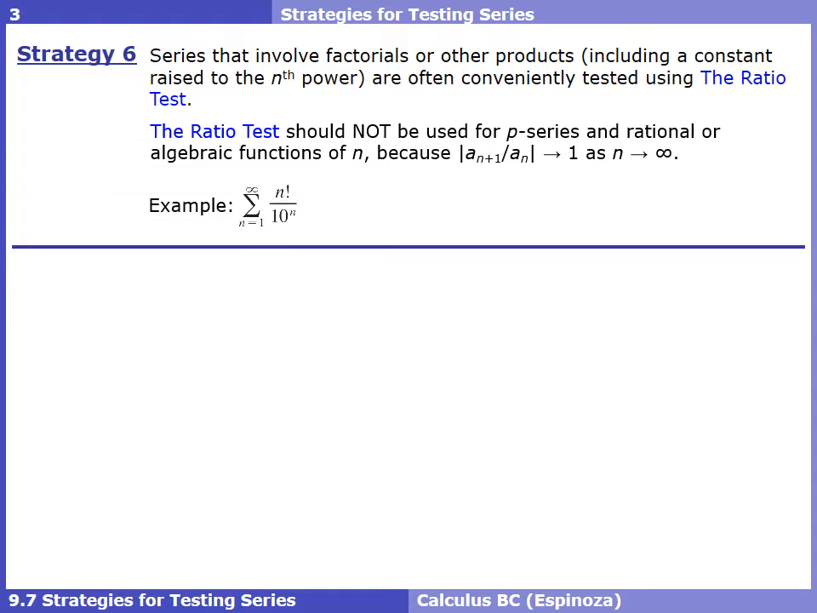So certainly in a problem like this, it doesn't look like a p-series, it doesn't look like a geometric series, it's got a factorial in it. So this is a great candidate for using the ratio test. Again, I'm just going over these strategies here. If you wanted to try this on your own, if you applied the ratio test to this infinite series, we would find that the series diverges.